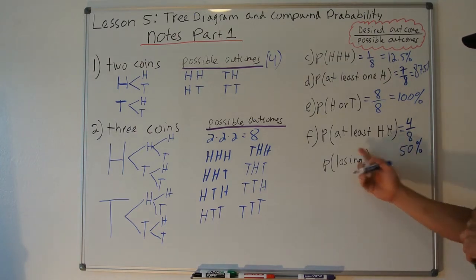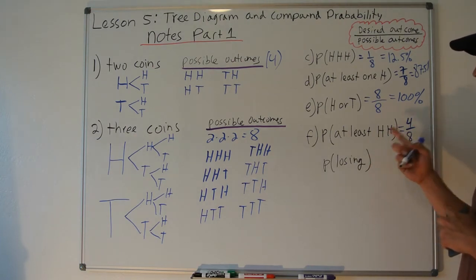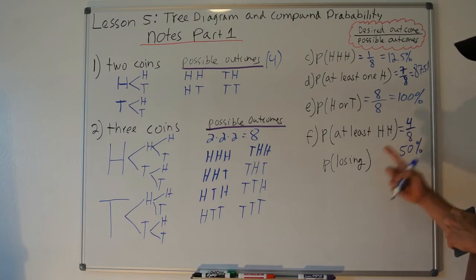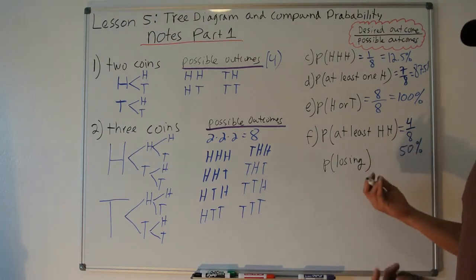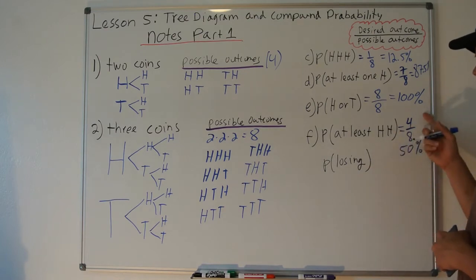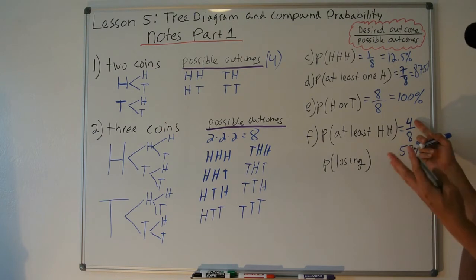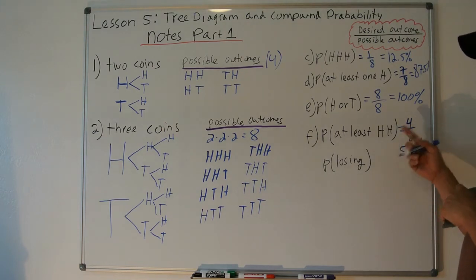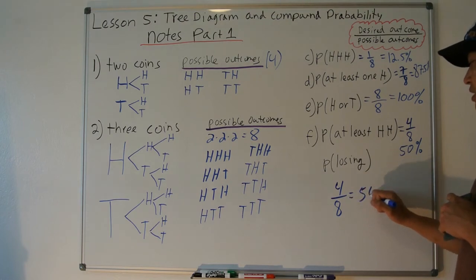Now the chance of me losing. You can go ahead and count, but if the chance of you winning is 4 out of 8, then the chance of you losing has to be the opposite, which also happens to be 4 over 8. You can just say, there's a total of 8 event outcomes, 4 of them are a chance of you winning, that means the other 4 are a chance of you losing, so 4 over 8, that's also 50%.